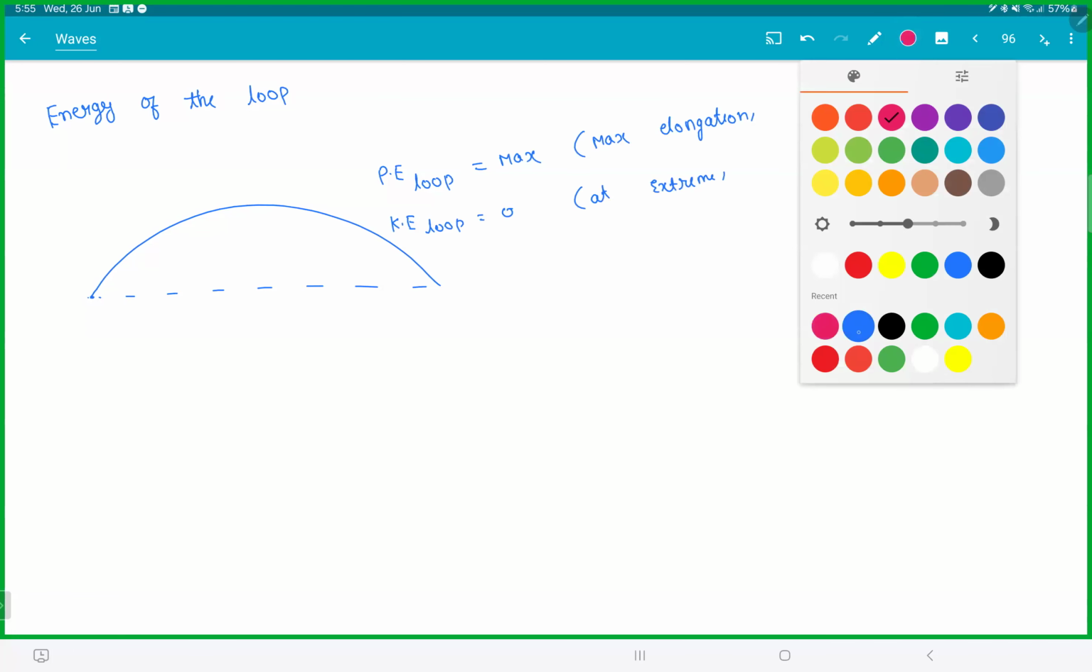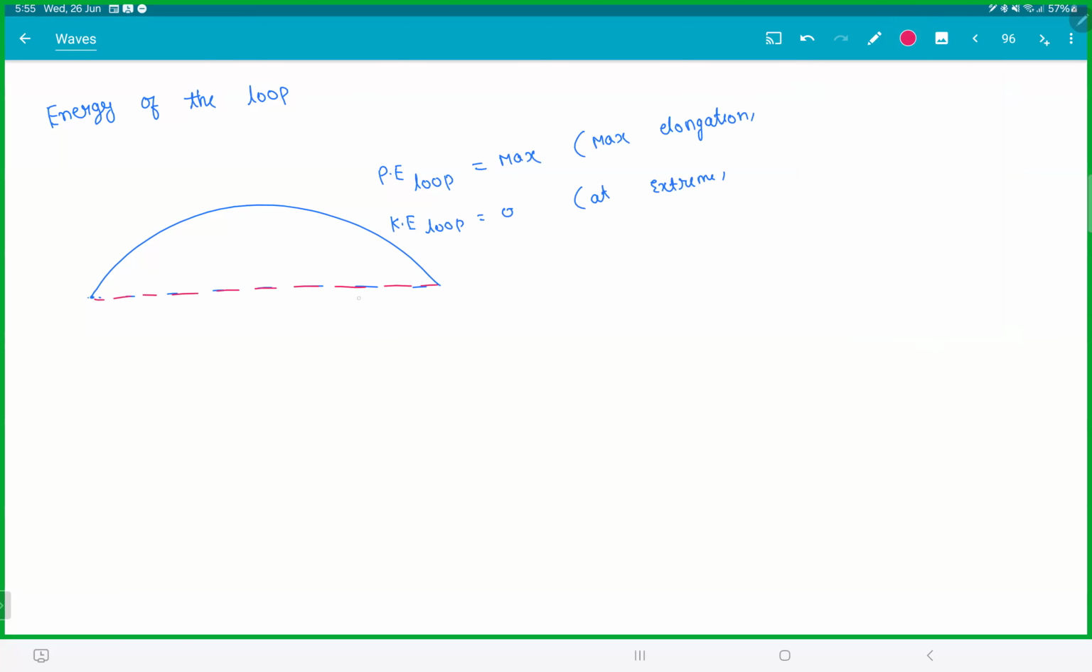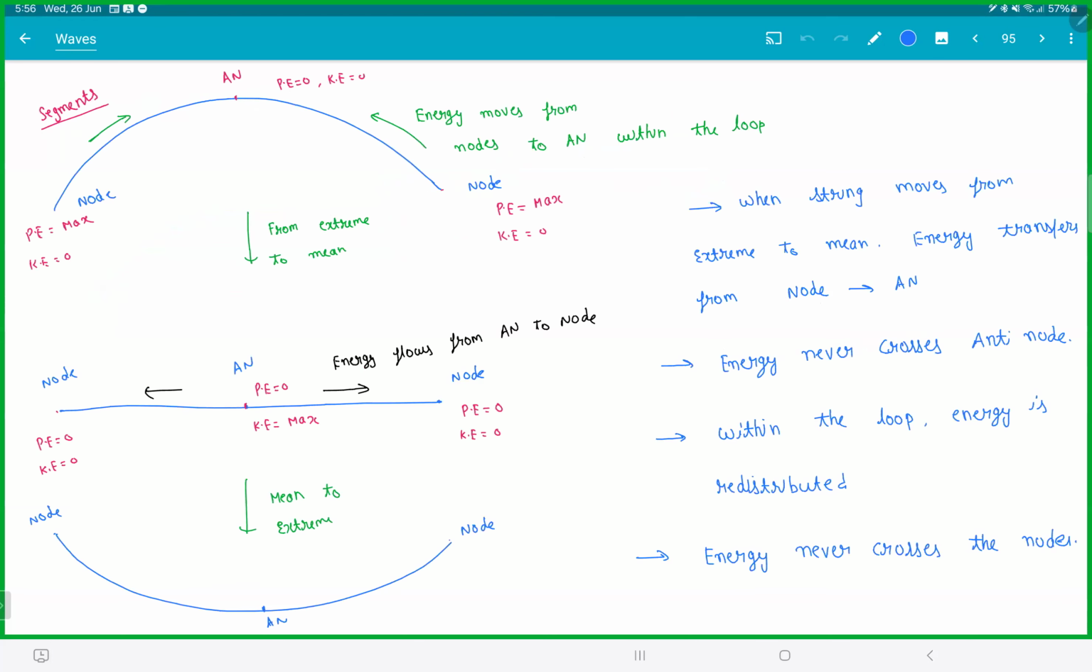When the same loop comes to the natural length, or the mean position, at this stage the potential energy of the loop is zero because everyone is at natural length, whereas the kinetic energy of the loop is maximum because all points are at the mean position, going at maximum speed. So the total energy of a loop is constant. I hope that is clear. But within that loop, a lot of things are happening.